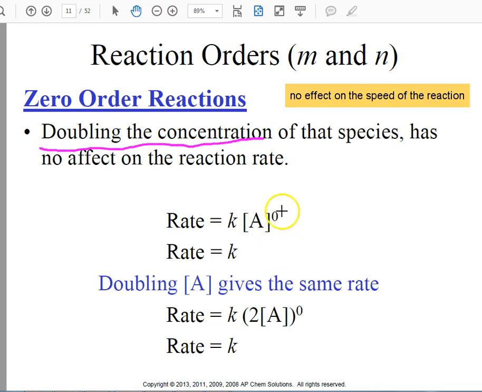Because anything raised to the zero power is 1, right? So no matter what you change A to, changing that does not affect the rate of the reaction. This is very common when you have a solid species in your reaction and you change its concentration, because you really can't change the concentration of a solid, right? So changing that concentration may not affect the rate of the reaction.